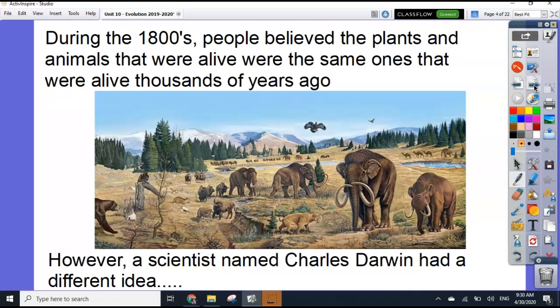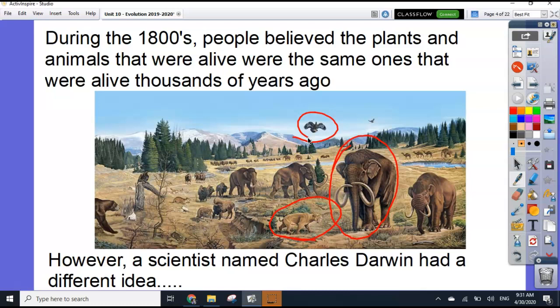All right, so you don't need to write any of this down, but this is background knowledge. During the 1800s, people believed the plants and animals that were alive were the same ones that were alive thousands of years ago. For example, we know that there used to be woolly mammoths and dinosaurs and saber-toothed tigers, and people thought that the bears and the hawks that are alive today were alive a long time ago. They didn't dig up fossils. They hadn't realized that there were other animals that didn't exist today that used to exist.